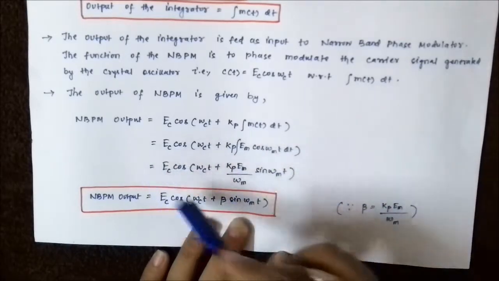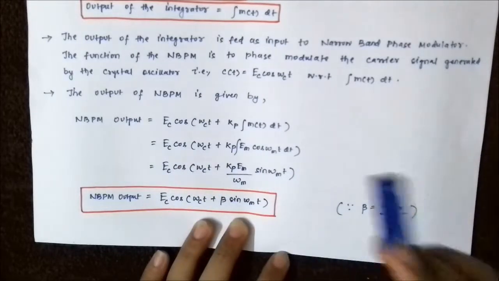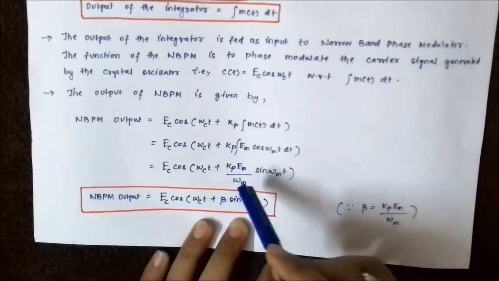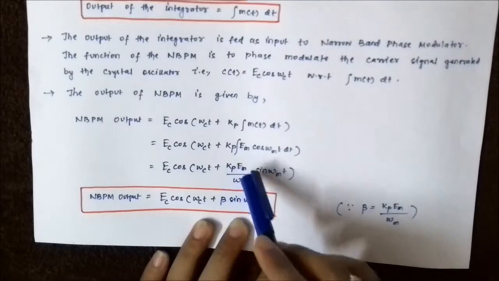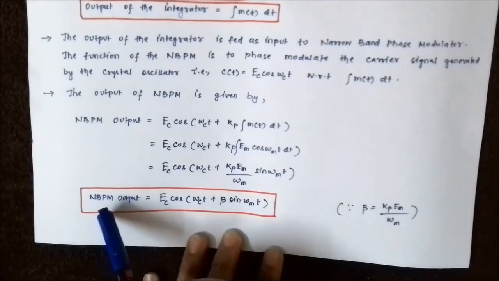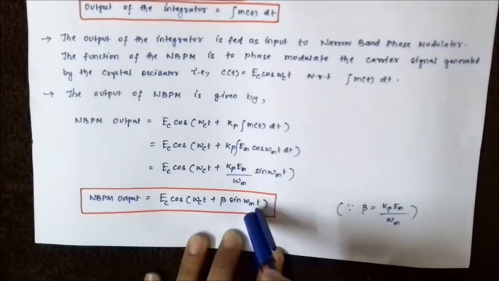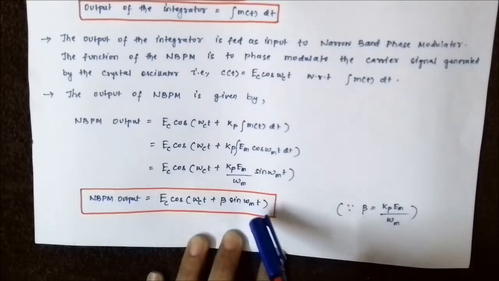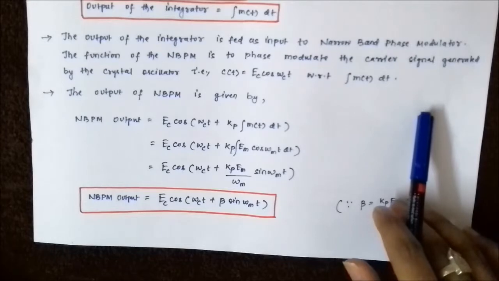If you have seen my video related to frequency modulation, you will understand that this part, Kp Em by ωm, is actually the modulation index beta. So we get the narrow band phase modulated output as Ec cos(ωct + β sin ωmt). This is a narrow band frequency modulated signal.